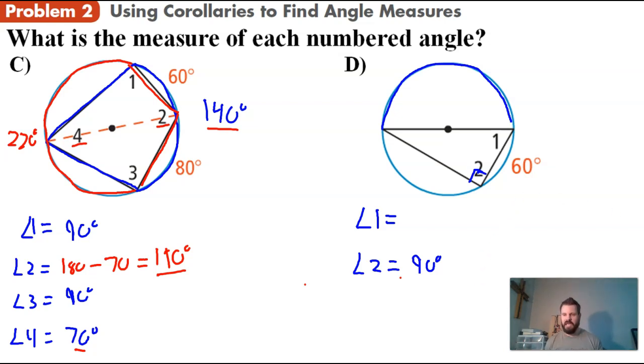What I could do is take this 60 and divide it in half to get this inscribed angle, which would be 30 degrees. And then I have a triangle. I could go 180 minus 90 minus 30 to get 60 for angle 1. Or I could take 180 for this semicircle on the bottom, subtract 60 from that, and get 120. And then since 120 is intercepted by angle 1, if I divide that in half, I get the 60 there as well.